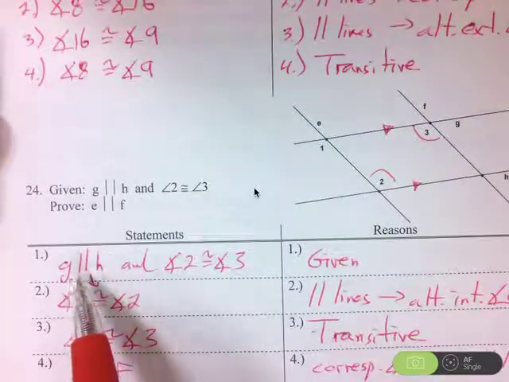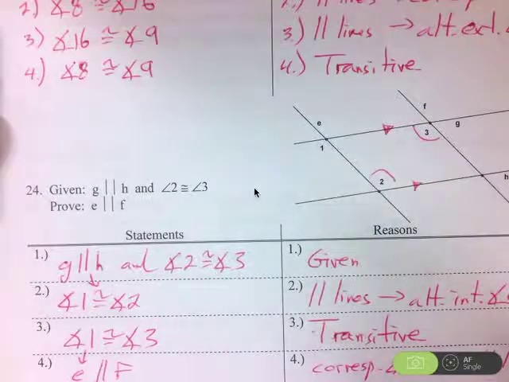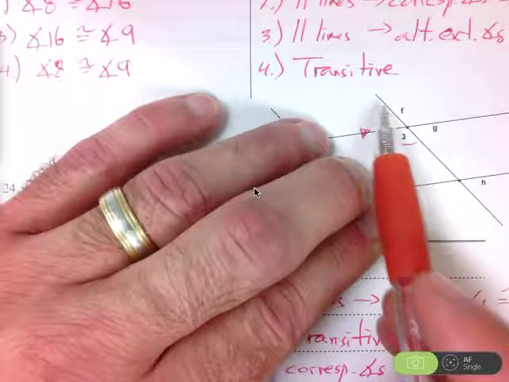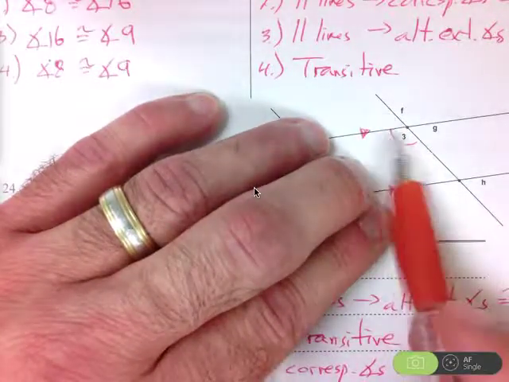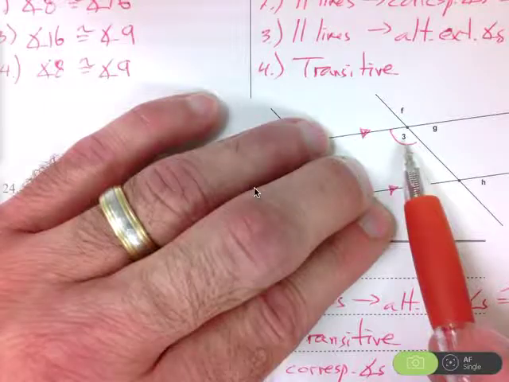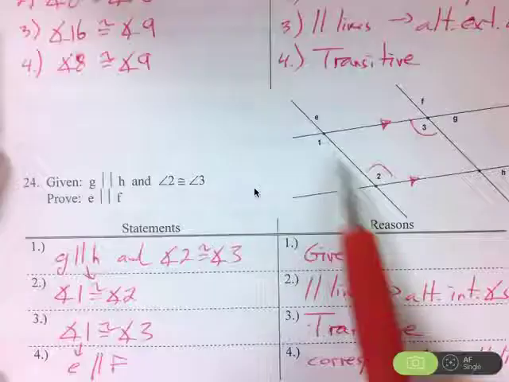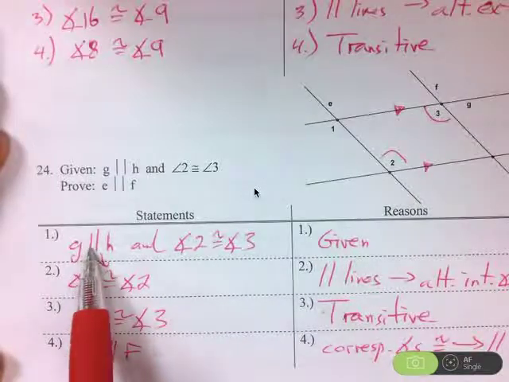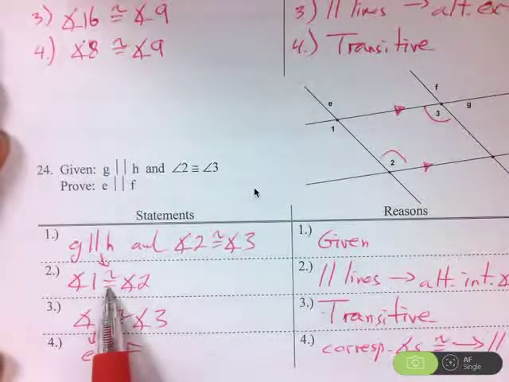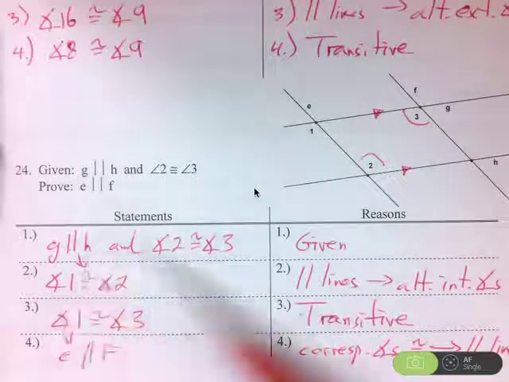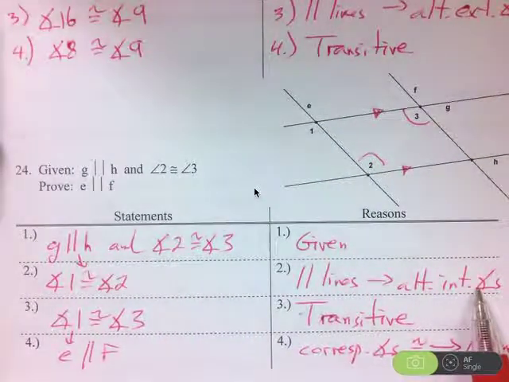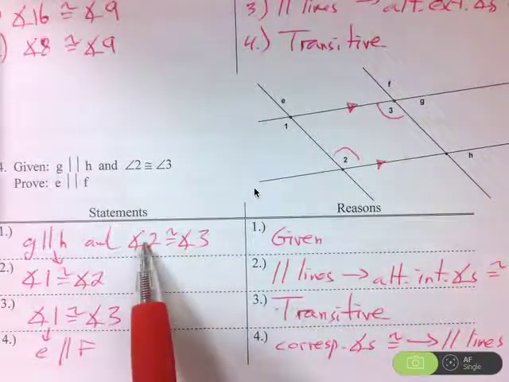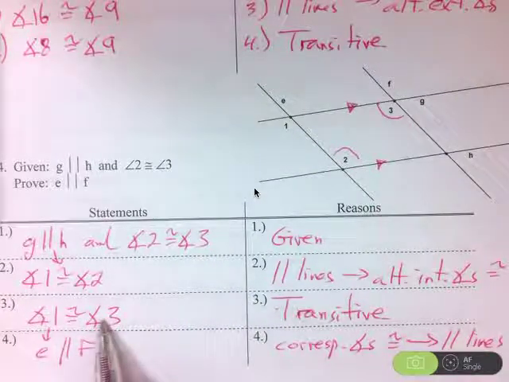So if G is parallel to H, first you need to work along a transversal that crosses those parallel lines. So you don't want to work along the transversal F, which crosses my parallel lines G and H, because I've only got one angle there. I'm going to work along the transversal E, where I can see angles 1 and 2. If those G and H lines are parallel, then angles 1 and 2 are congruent because, starting with the parallel lines in the given, I can say the alternate interior angles are congruent. Then, because I know 1 is connected to 2 and 2 is connected to 3, I can directly connect 1 to 3.